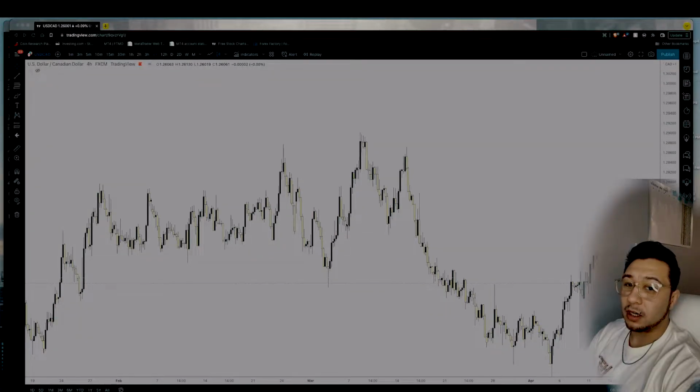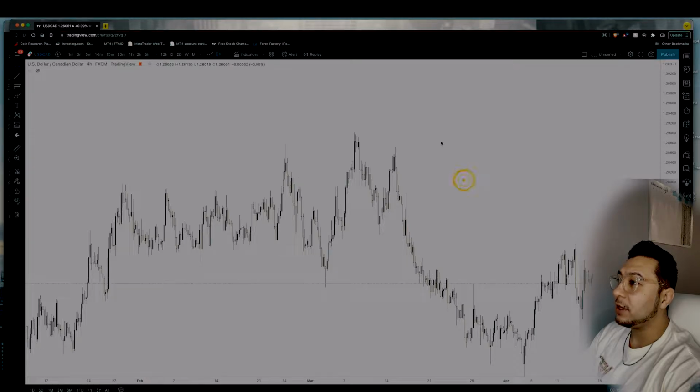Alright, Bat fam, here we are on the charts. We're looking at US dollar against the Canadian dollar. So right now we are on the 4-hour time frame.